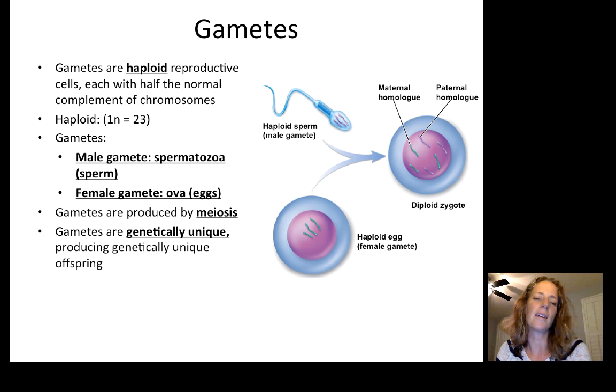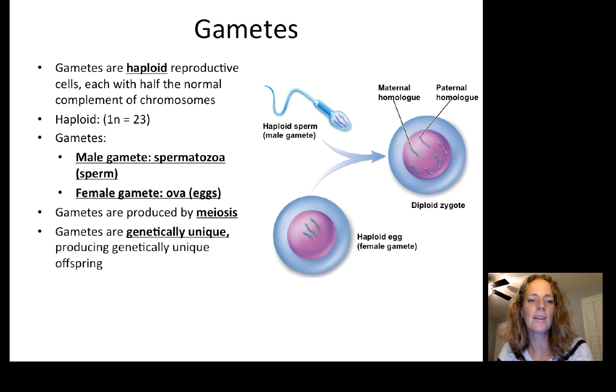So let's start then and continue our focus on producing gametes. So the gametes are haploid reproductive cells. Do you remember what haploid means? Think back to your DNA lectures. What does it mean for a cell to be haploid? It means that it has only half of the normal complement of chromosomes.